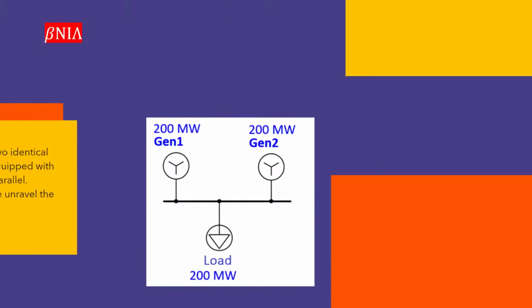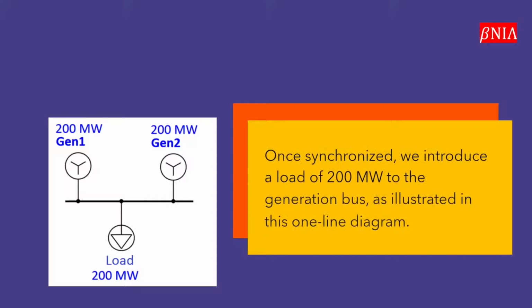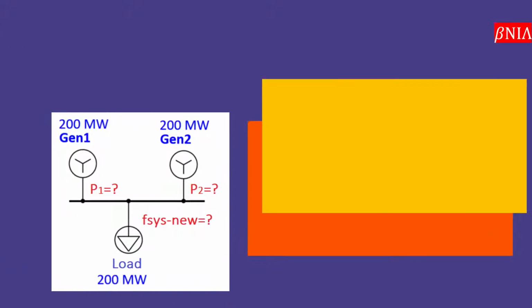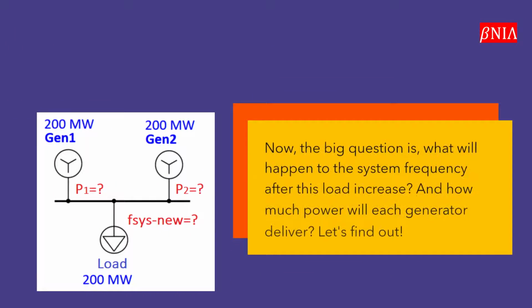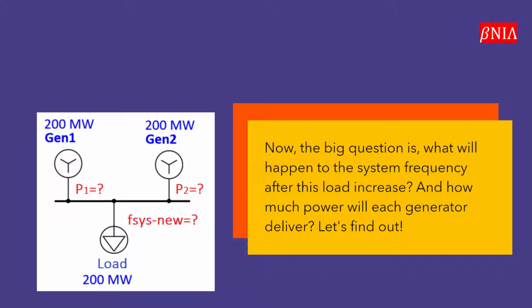Let's jump right in. Once synchronized, we introduce a load of 200 megawatts to the generation bus, as illustrated in this one-line diagram. Now, the big question is, what will happen to the system frequency after this load increase? And how much power will each generator deliver?